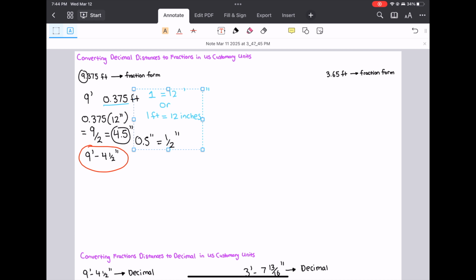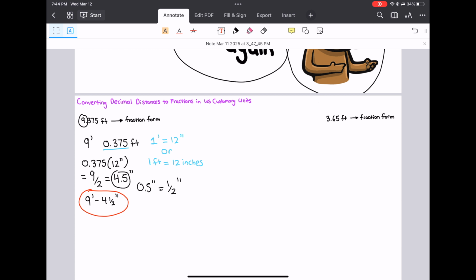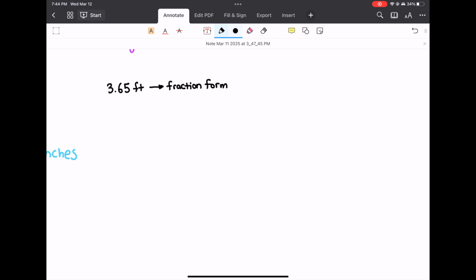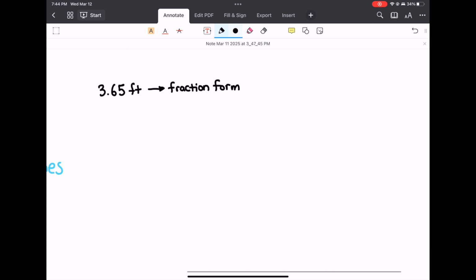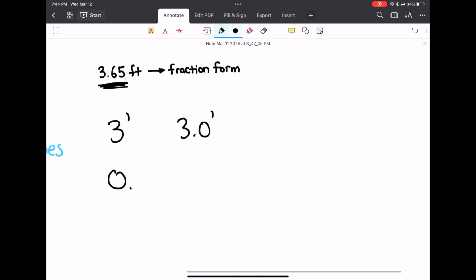Let's move this over here so it's out of the way, and bring this over here. Okay, 3.65 feet into fraction form. From here, we know that we have 3 full feet. So that's the 3.0 feet. But we have 0.65 feet. So how do we convert this to inches?